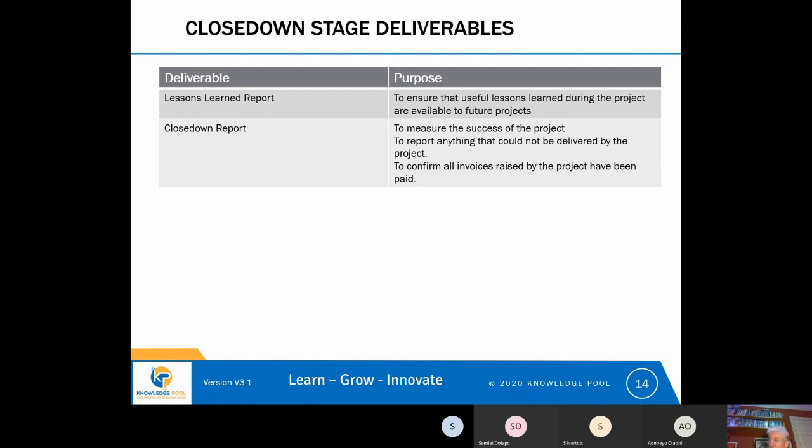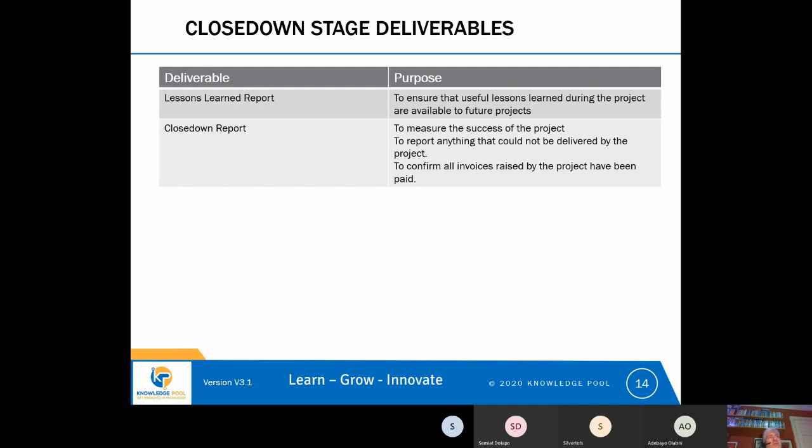And the close down report should record who the problem was given to and the fact that they accepted it. Because again, you don't want to be unclear as to whether somebody has accepted responsibility for solving a problem that the project has created. So the other deliverable then is our lessons learned report.